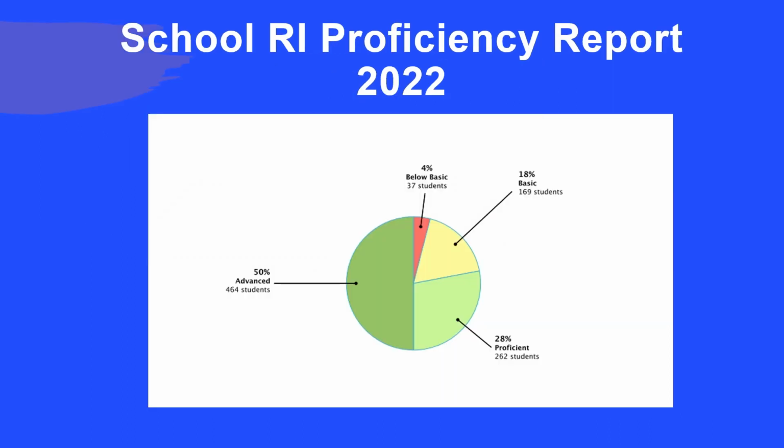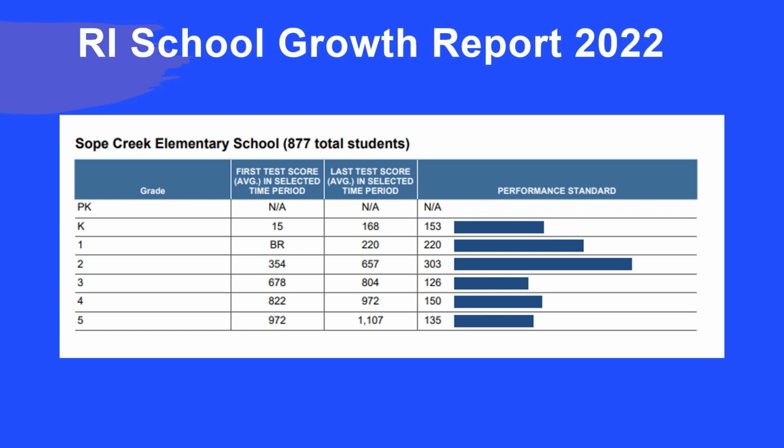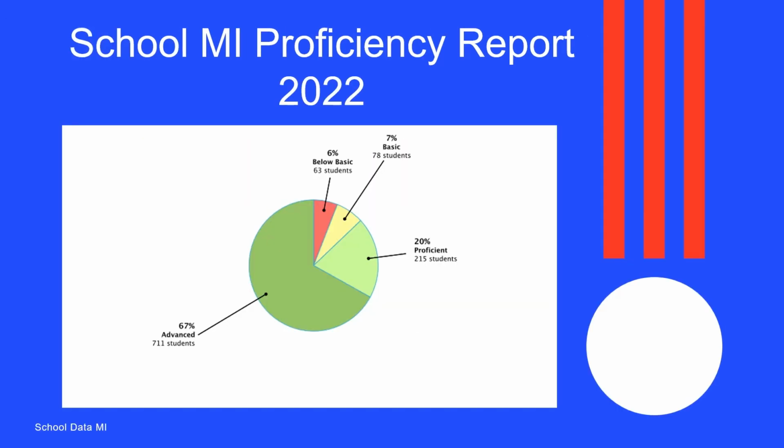So here's the RI proficiency report for this past year. You can see there's about 50% in the advanced level. And then across the grade levels, you can see the different performance standards. Students are meeting or exceeding what we're looking for.